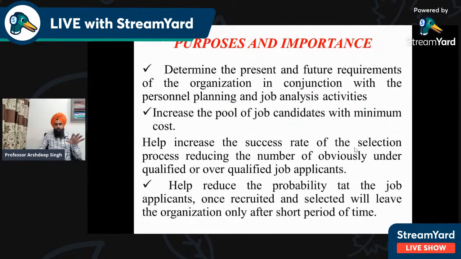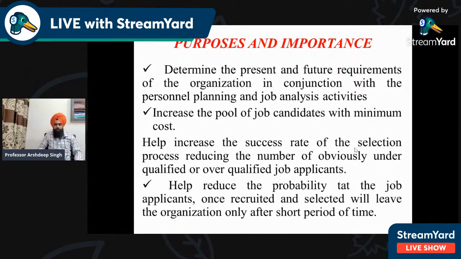So what the recruitment process does is help increase the success rate, because we are conducting scientific tests and then conducting interviews. So we are screening the employees in each step, and at last we will get the cream of the employees, who are skilled enough and have the different qualities that are fit for the job. So that is the importance of recruitment.